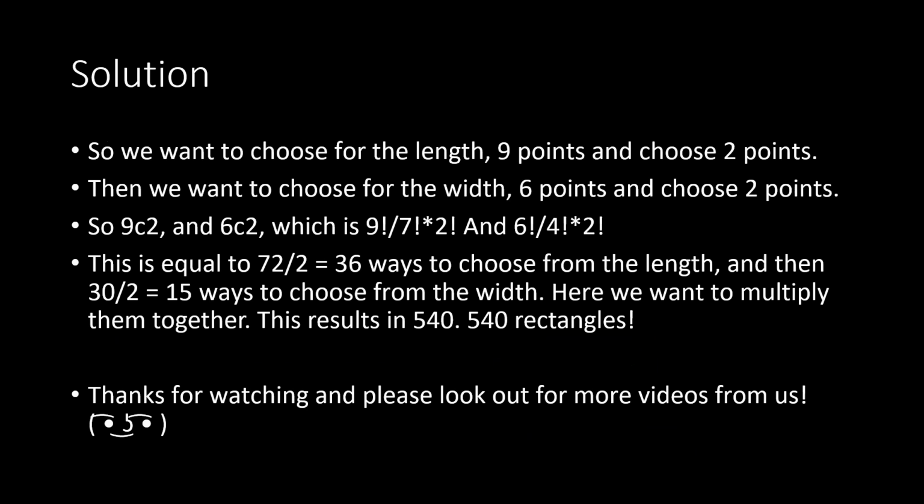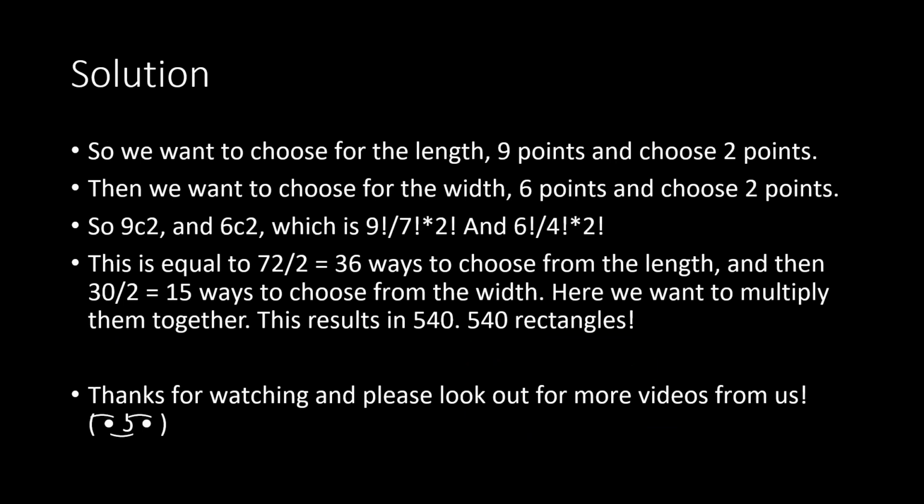This is equal to 72 divided by 2. We've got 36 from the length here. It's 36, and then 15 ways to choose from this one. Here we want to multiply them together, which results in 540 rectangles. We're using the product because we have 36 ways there and 15 over here. Let me make this bigger. We want to multiply these together to get the number of rectangles in here.